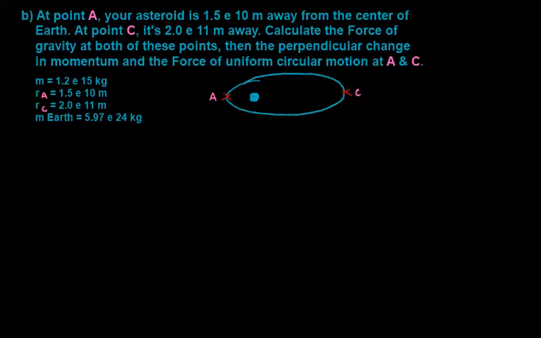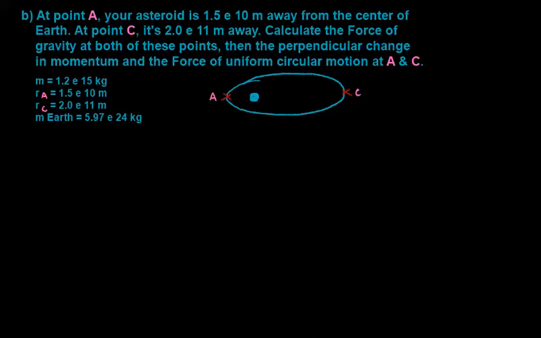So we've moved on to part B of our asteroid in an ellipse problem, and part B says that at point A, our asteroid is 1.5 times 10 to the 10th meters away from the center of Earth. And as well at point C, our asteroid is 2 times 10 to the 11th meters away, and it wants us to calculate the force of gravity at both of these points, and then the perpendicular change in momentum and the force of uniform circular motion at both of these points as well.